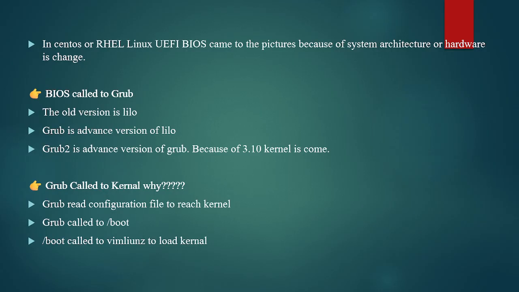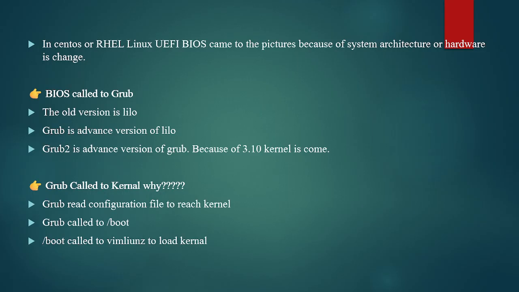After that, BIOS calls the GRUB. So, we also talk about GRUB. There are two types of GRUB. One is LILO and another one is GRUB2. So, BIOS calls GRUB and GRUB calls the kernel. Why does GRUB call the kernel? Because GRUB reads the configuration file to reach the kernel. GRUB calls /boot, which means GRUB reads the configuration file to reach the kernel.